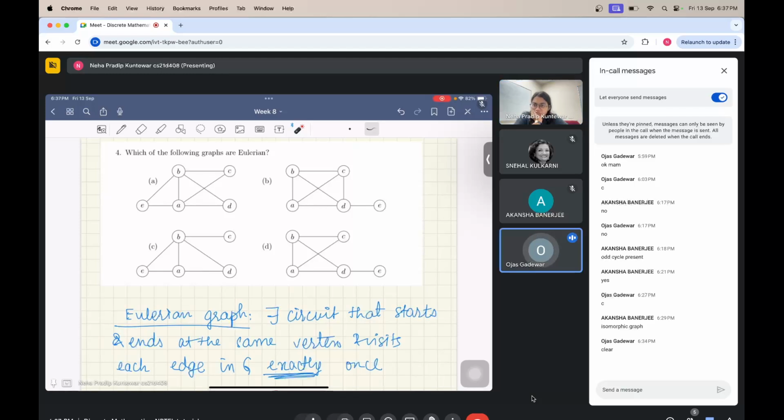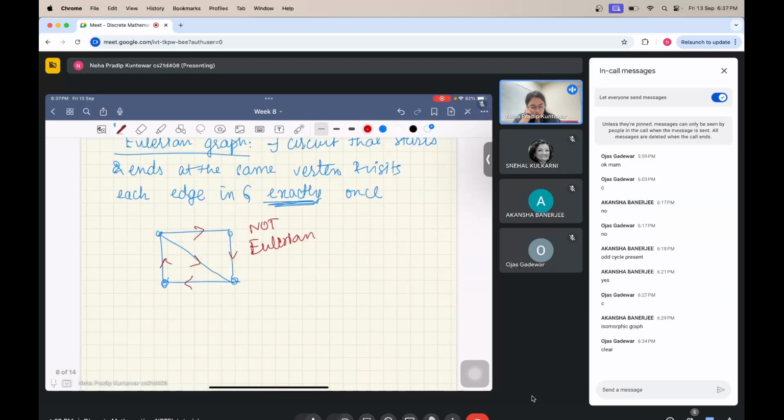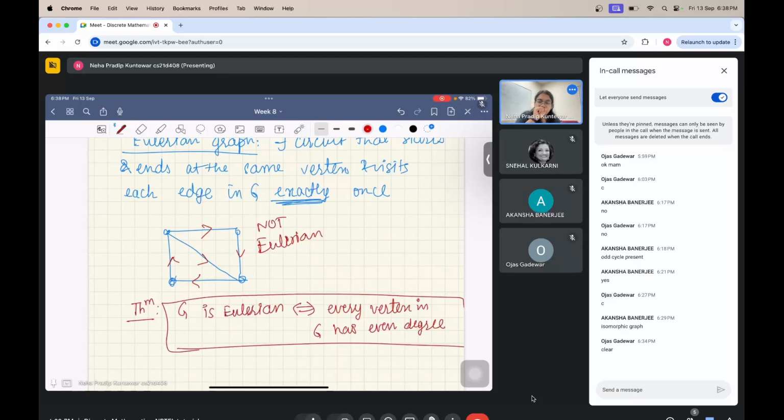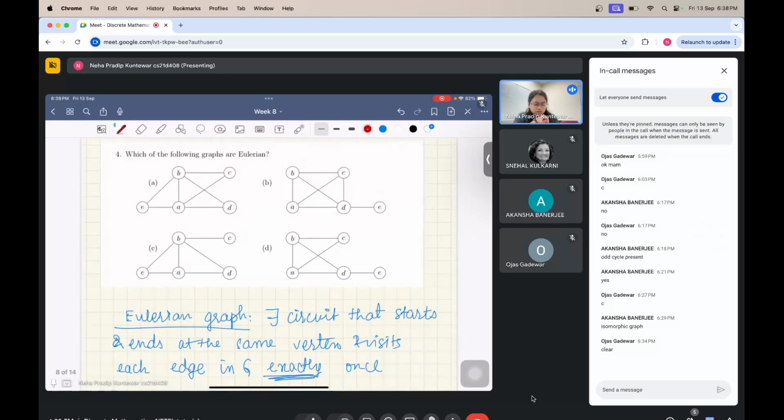Ma'am, I think option A is Eulerian graph. Right, that is correct. So what you might have done is use this nice theorem that a graph is Eulerian if and only if every vertex in G has even degree. So this is a very nice characterization of finding out whether there is an Eulerian circuit or not.